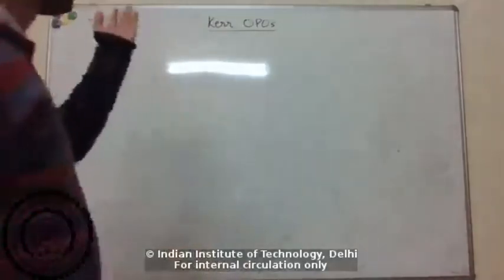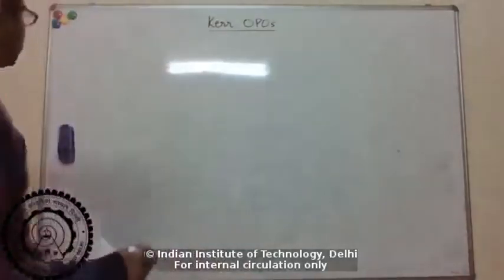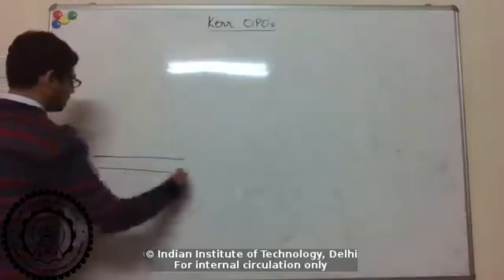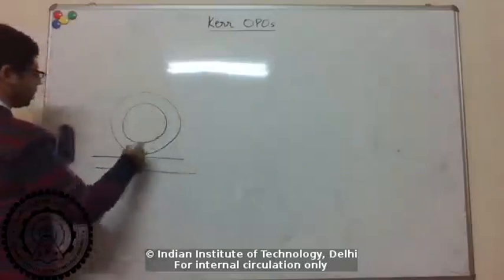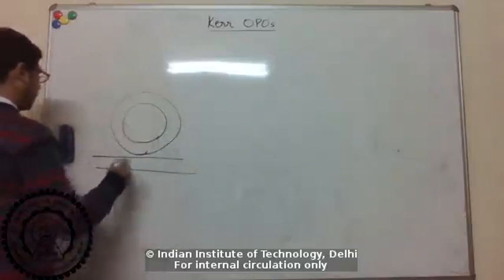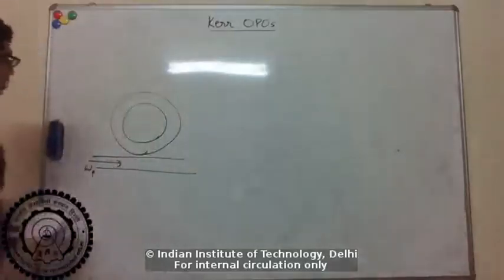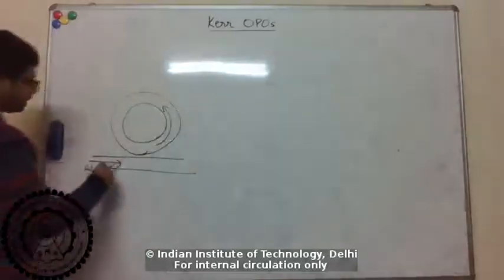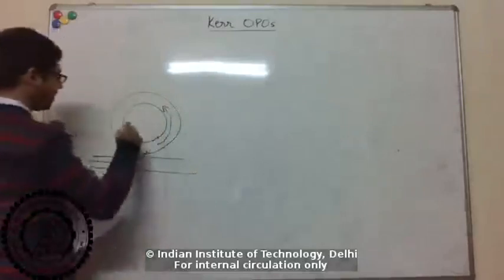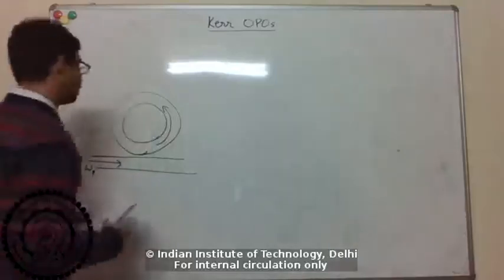Let's continue our discussion of Kerr nonlinearity based optical parametric oscillators. Last time we discussed the setup: you have some ring cavity, and you could have some coupling waveguide, and then you send a strong pump wave at some frequency omega p. If you send this at one of the resonances of the cavity, then it enters the cavity and circulates in the cavity, and the intensity builds up by a factor of the finesse.